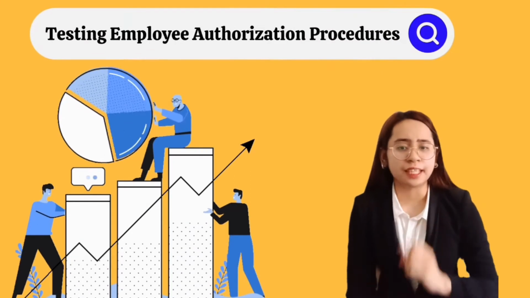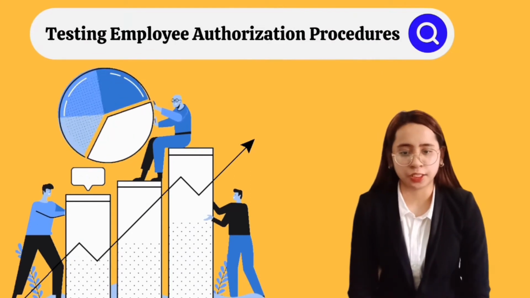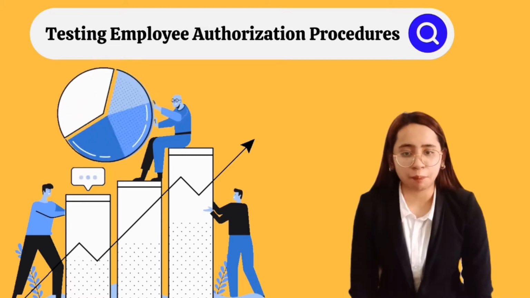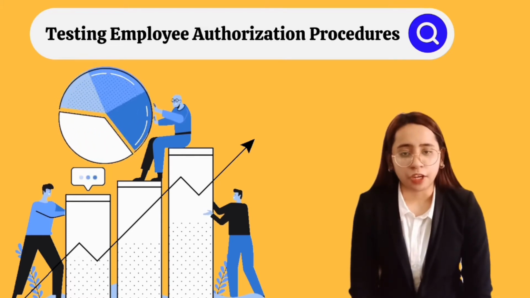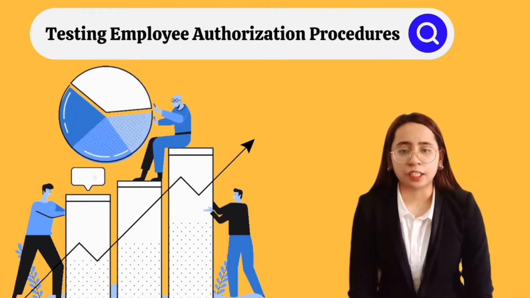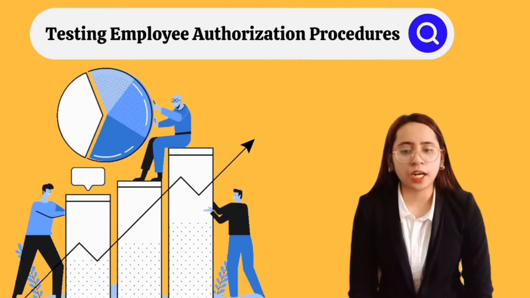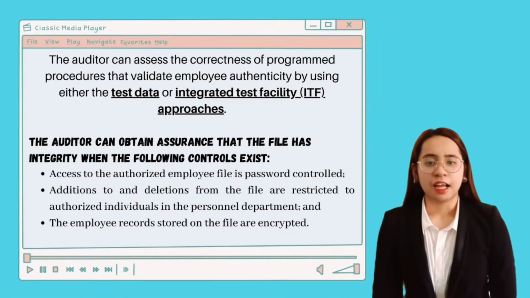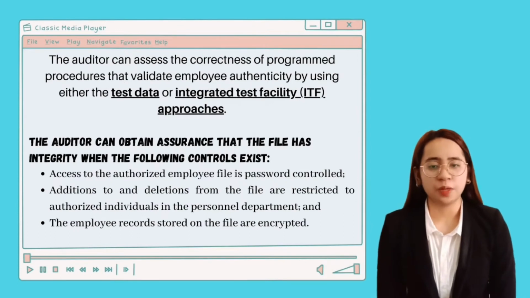Then, how should we test the employee authorization procedures? The auditor needs to determine that effective procedures exist in the personnel department to identify current employees, communicate their status completely and correctly to the payroll function, and monitor adherence to employee authorization procedures. The auditor can assess the correctness of program procedures that validate employee authenticity by using either the test data or integrated test facility, or the ITF, approaches.